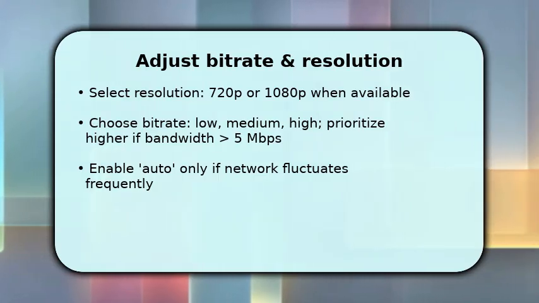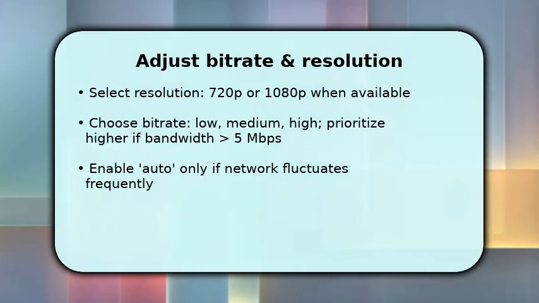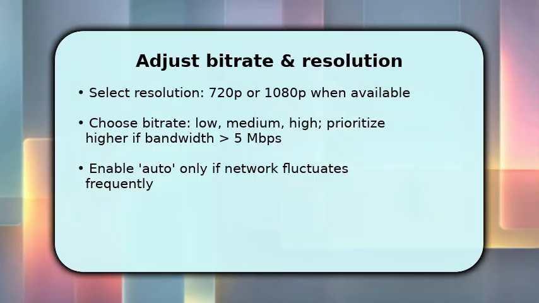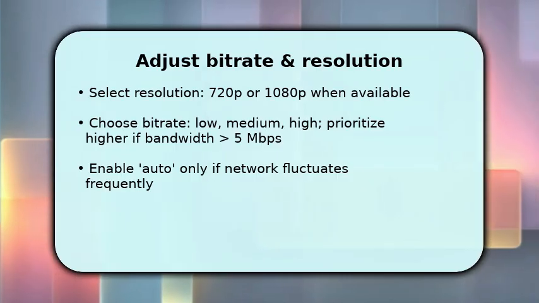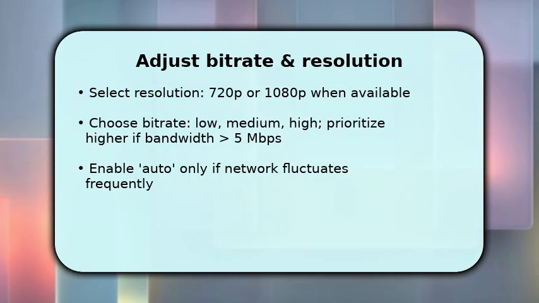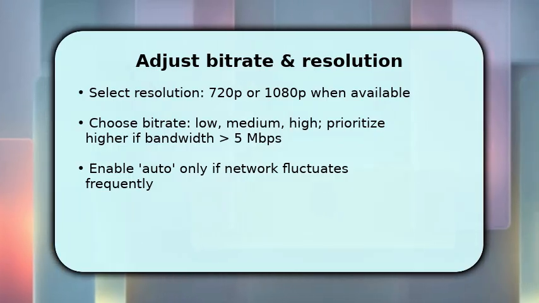For bitrate, select high when your upload is above roughly 5 Mbps to avoid compression artifacts. Pick medium or low to prevent buffering if your connection is weaker. If your network fluctuates, enable auto so YouTube can adapt bitrate on the fly.